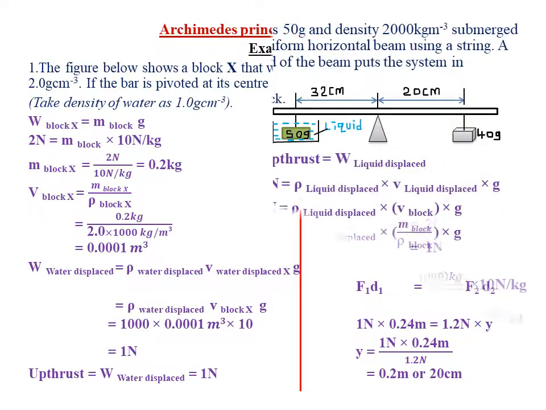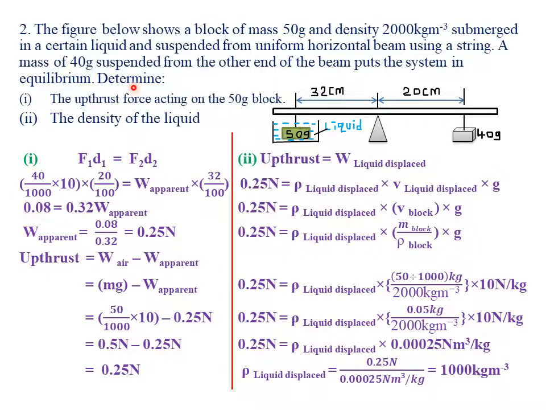Next, we look at our second example, which reads: the figure below shows a block of mass 50 gram and density 2000 kilogram per cubic meter submerged in a certain liquid and suspended from a uniform horizontal beam using a string.